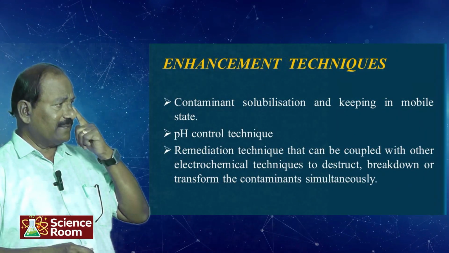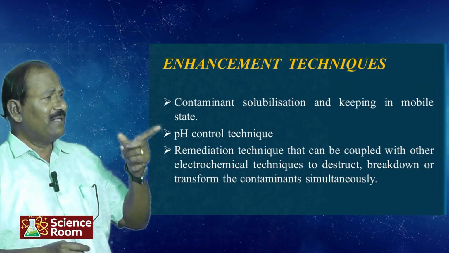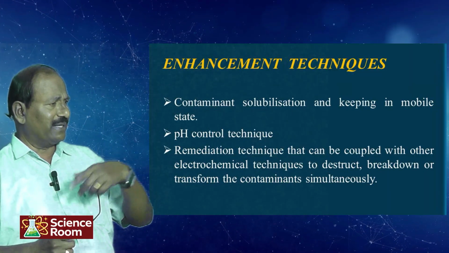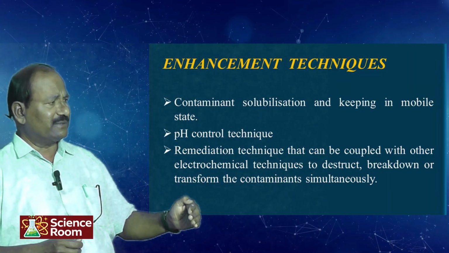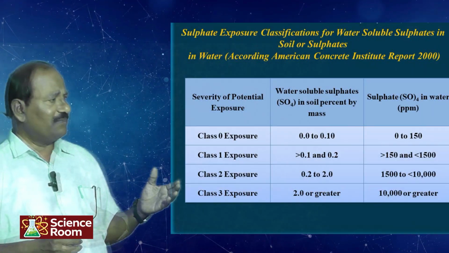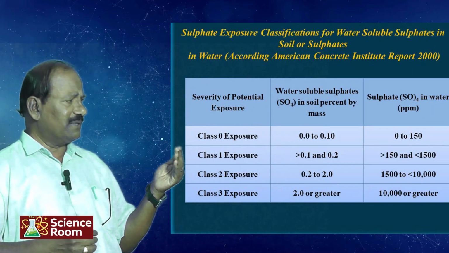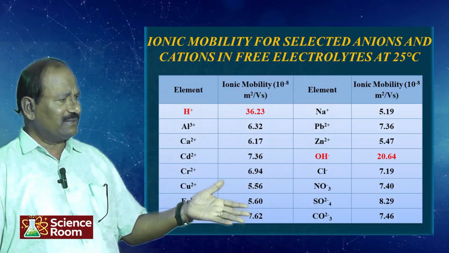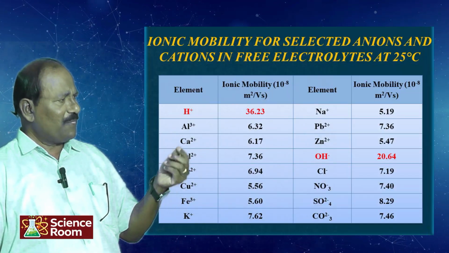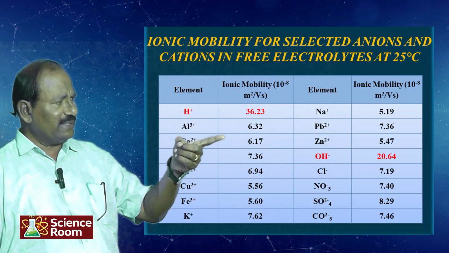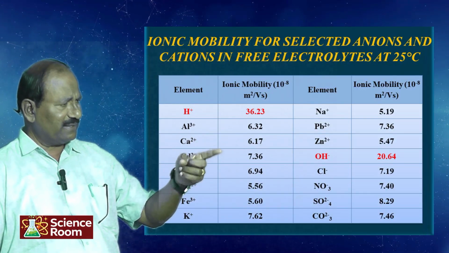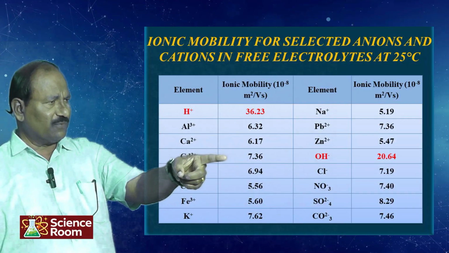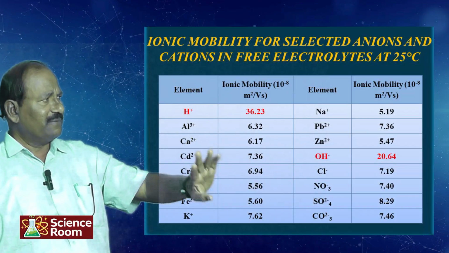Next, enhancement of the technique: contaminant solubilization, keeping it in a mobile state, pH control technique, remediation technique. These are all the enhancement techniques, how to enhance the soil. Next, the sulfates, according to the exposure condition of the sulfates. Next is the mobility of ions in various elements and some oxides. As you see, the hydrogen ion mobility is much higher, 36.23, and all others are less. Similarly, the OH ion is 20.64, mobility in water at 25 degrees centigrade.